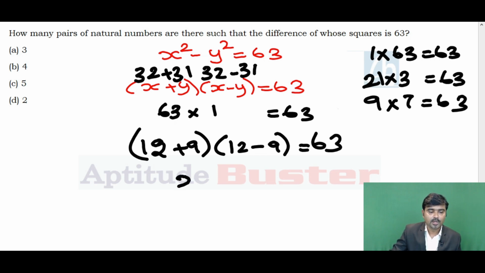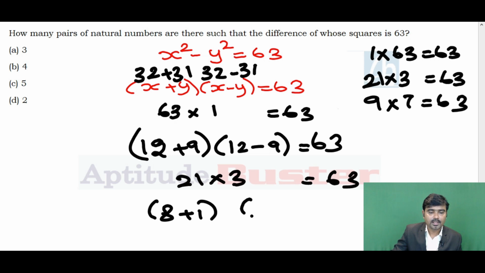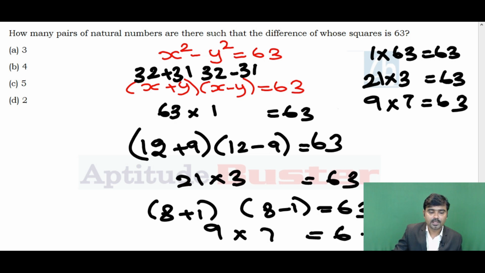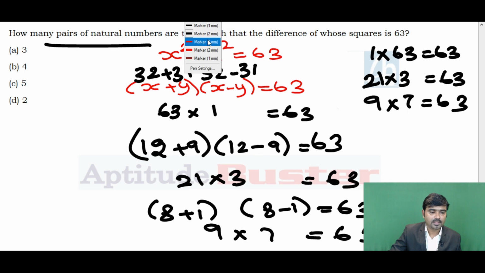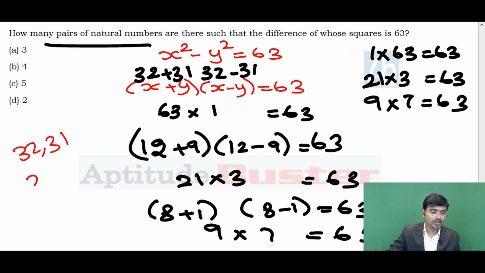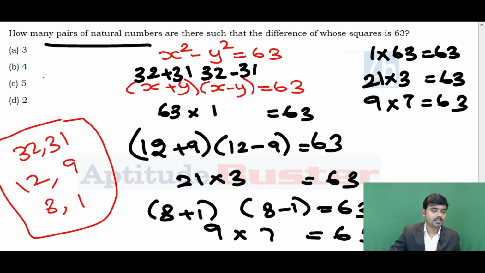That is nothing but 21 into 3 equal to 63. Next, 9 into 7, that's nothing but 8 plus 1 into 8 minus 1, that gives you 63. That's nothing but 9 into 7 is equal to 63. How many pairs of natural numbers? Now I'll select the pairs 32, 31; 12, 9; 8, 1. These three pairs satisfy the condition. The answer for this question is 3.